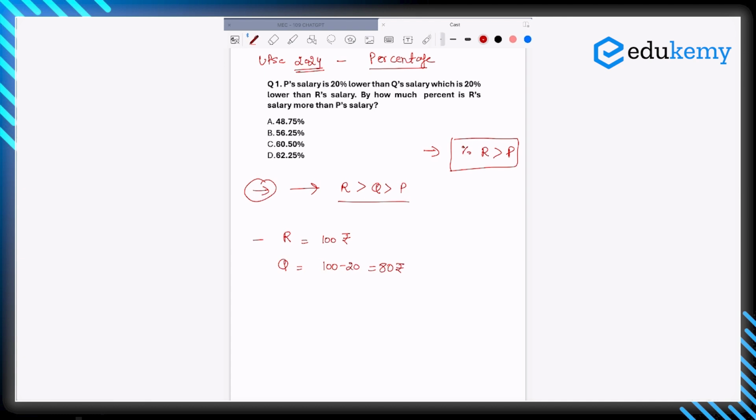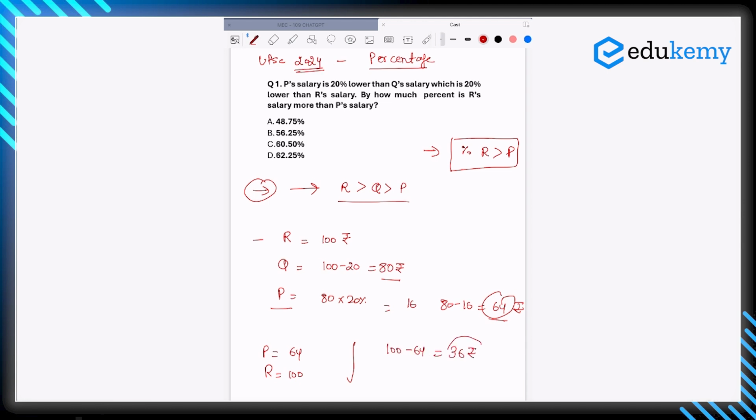Then let's come to the P salary. P salary is 20% less than the Q salary. 20% of 80 is 16. Then 80 minus 16 is 64 rupee, the P salary. So now we have the salary of R 100 rupee, salary of Q 80 rupee, and salary of P 64 rupee. Now we need to tell the percentage by which R salary is more than the P salary. Difference between the P salary and R salary is 100 minus 64, that is 36 rupee.